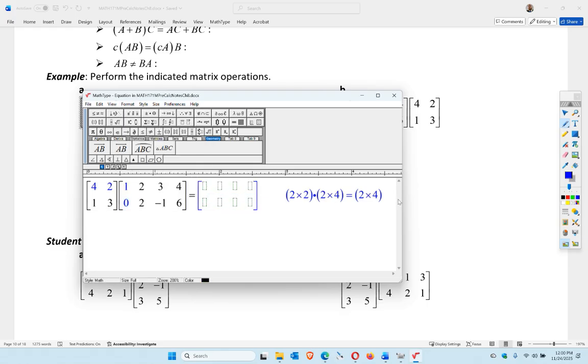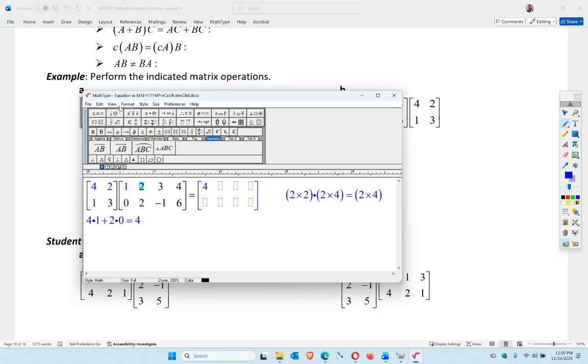Okay. Alright, so if I do that, that's going to be 4 times 1 plus 2 times 0. So that's going to give me a 4. So this answer here, right? That's the top row and the leftmost column. Top row, leftmost column. It matches up with the location.